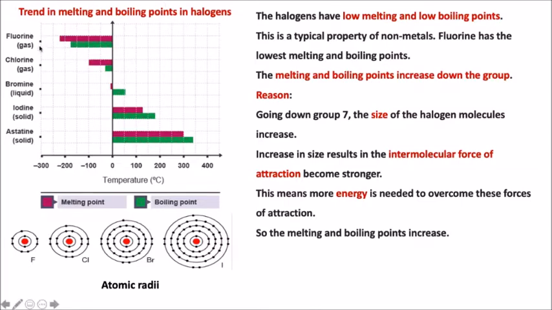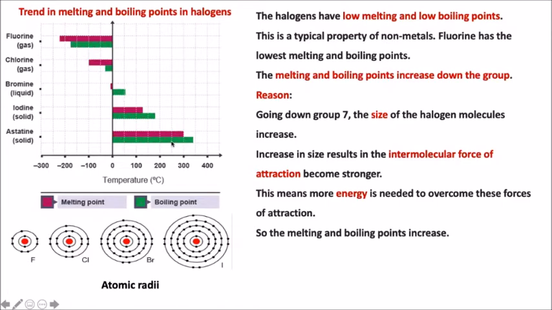But as you move down from fluorine to chlorine, you can see the boiling and melting point is beginning to increase. Bromine, iodine then goes into the positive. Astatine also goes into the positive. So you can see melting and boiling points are increasing down the group.